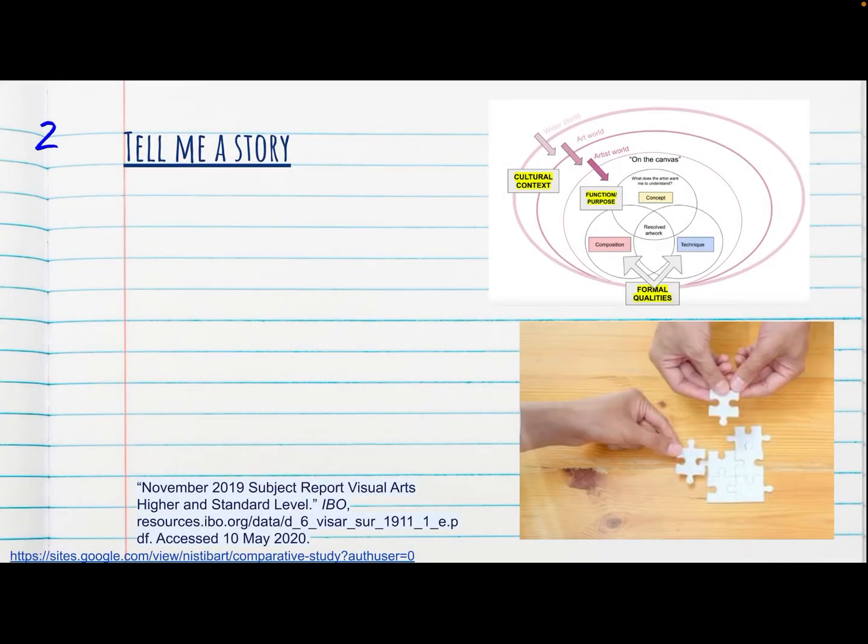The second thing I want to say is tell me a story. So I want you to take me through and show me how the pieces fit together. Consider each one of the elements, your function and purpose, your formal qualities, and your cultural context, to be a piece of the puzzle, and you're telling me how they fit together. Remember, an analysis is breaking something down into its component parts and seeing how they fit together. So as you're doing your analysis, I want you to tell me the story of how they fit back together.